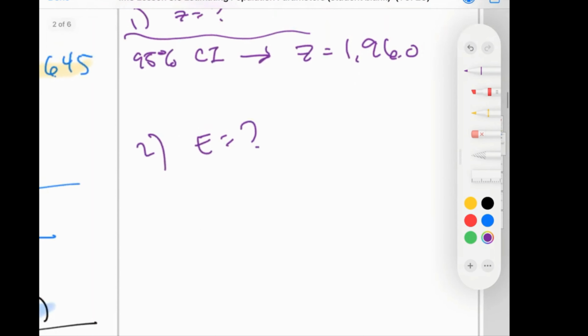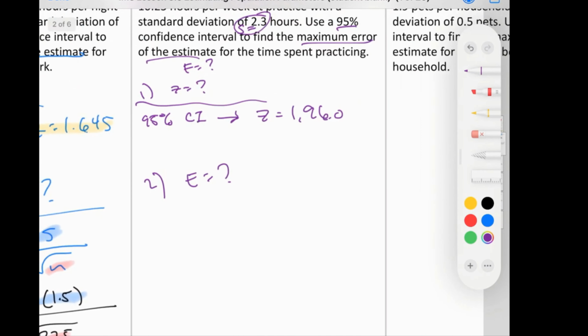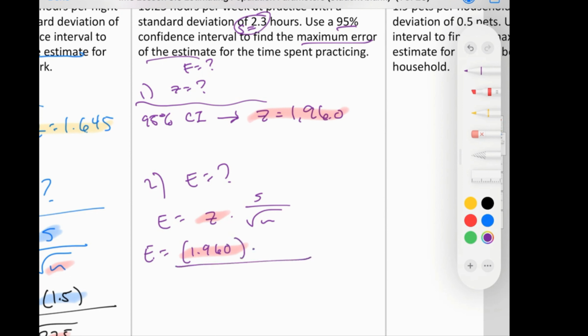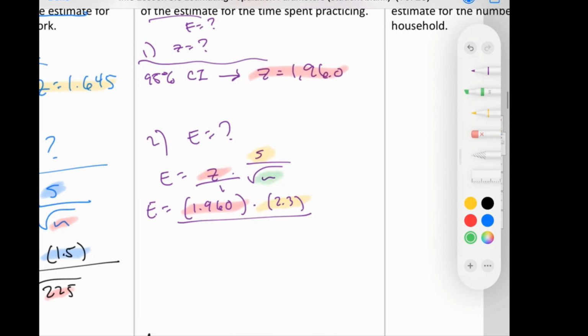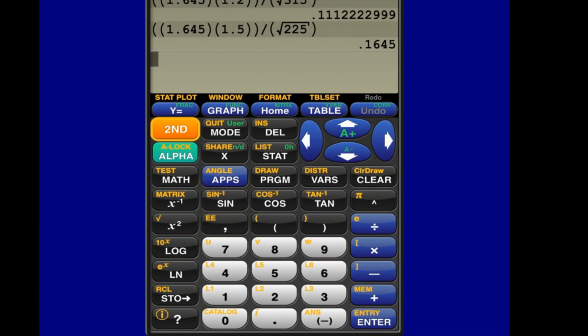And to find our margin of error, our maximum error of estimate, that's just E equals Z times S over the square root of N. And so my Z is 1.96 times, remember that you're making a Z a fraction, so it's just Z times S. So my S value is 2.3 and the n value is up here at 350. So that goes inside 2.3 and 350.